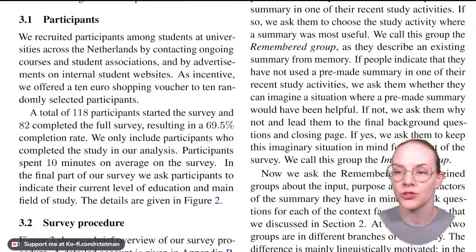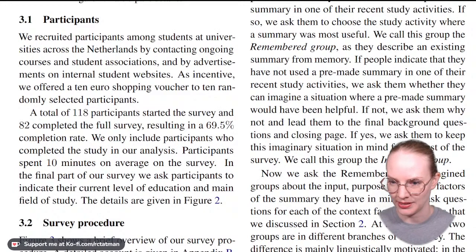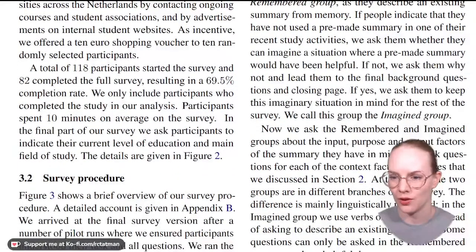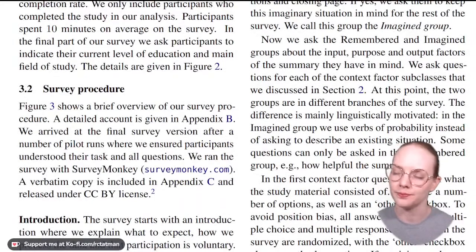We call this group, so this is the group where they ask them to choose a study activity. We call this group the remembered group, as they describe an existing summary from memory. If people indicate that they have not used a pre-made summary in one of their recent study activities, we ask them whether they can imagine a situation where a pre-made summary would have been helpful. If not, we ask them why not, and lead them to the final background questions and closing page. If yes, we ask them to keep the imaginary summary in mind for the rest of the survey. We call this the imagined group.